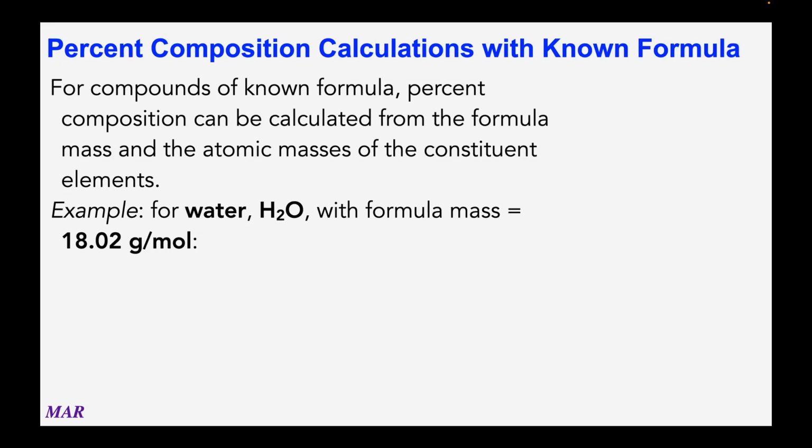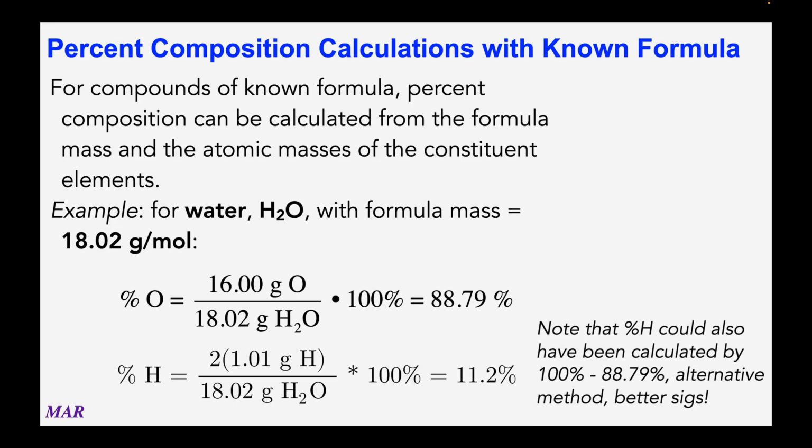If you know the formula, you can also find the percentages. What you should do is first find the molar mass of the whole compound. So let's use water as an example to find the percent composition of oxygen and hydrogen. First find the molar mass, and water is 18.02 grams per mole. In H2O there is 1 oxygen, and 1 oxygen on the periodic table is 16.00 grams per mole.